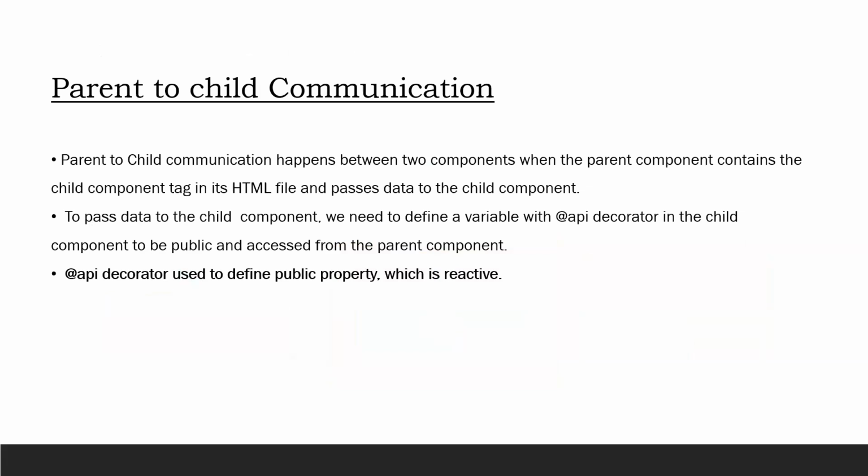Parent-to-child communication is the data passed from the parent component to the child component. For that to be achieved, we use a child component tag in the parent HTML, and we also have a public property in the child component. Let me first quickly jump to the DIY I have done for better understanding.